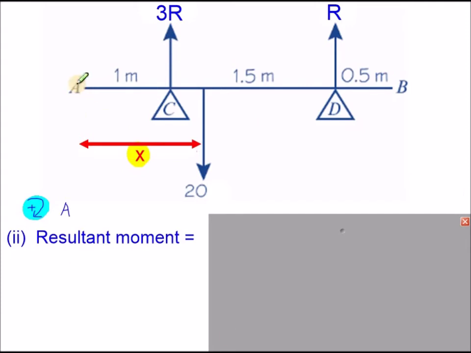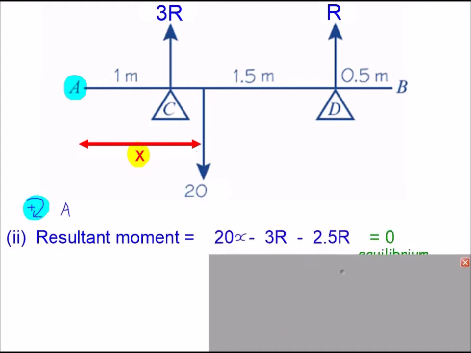Taking moments about point A and taking the clockwise direction as positive. So we have 20 times x, the perpendicular distance from point A, and this force is downwards. That creates a clockwise direction around A, so that's positive. The 3R force is pointing upwards, so an upwards force about point A is anti-clockwise, so it's minus 3R times 1, so minus 3R.